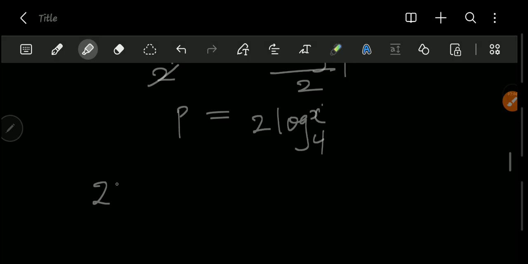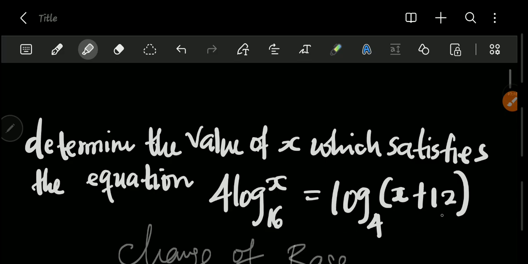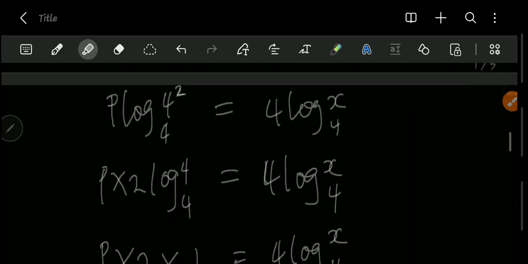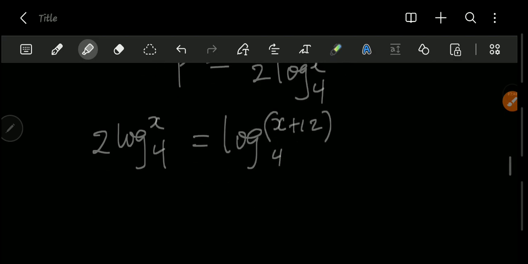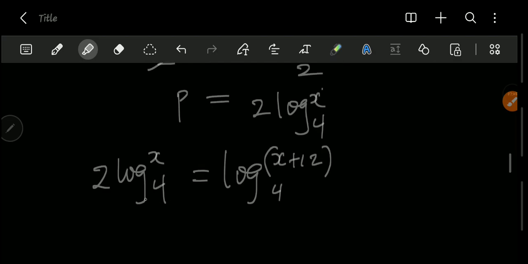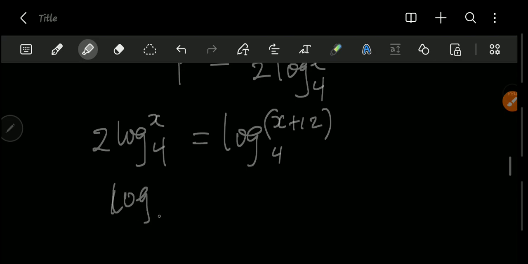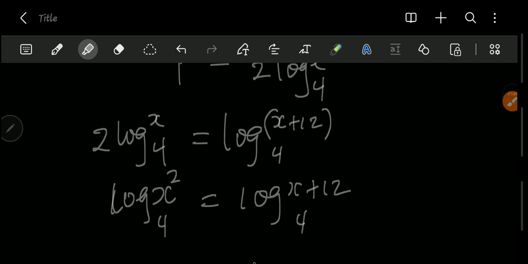2 log x base 4 is equal to, here what I have now, log x plus 12 base 4, right? Now, having achieved this, I've made both bases the same, base 4 and base 4. Now what I want to do next is make an inverse of this. Let these two go back up here, right? So I'm having log x raised to power 2 base 4, right? Then it's equal to log x plus 12 base 4, right?